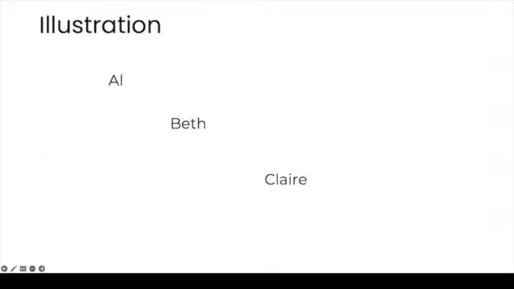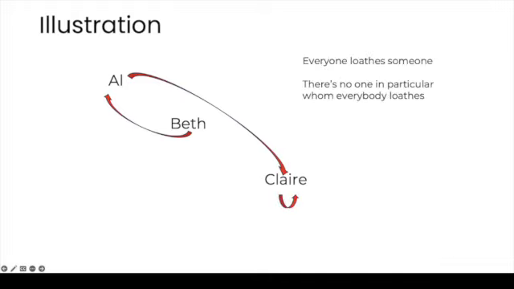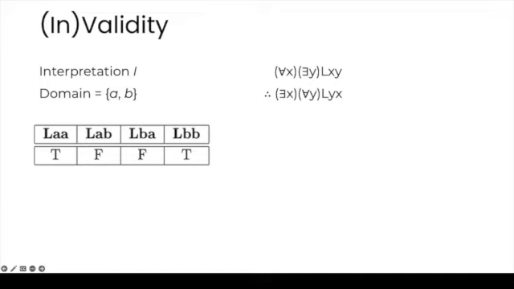Something like this. Suppose that Al loathes Claire. Suppose that Al loathes Beth. And suppose that Claire loathes herself. So, although everybody loathes someone, there's no one in particular whom everybody loathes. Now let's do this with the methods of predicate logic. Here we're going to show that this interpretation is a counterexample to the validity of the argument.